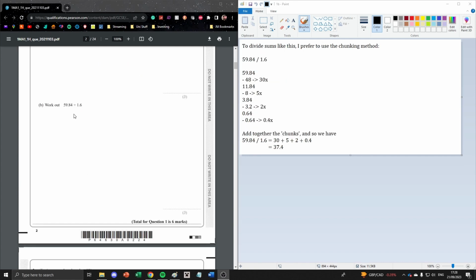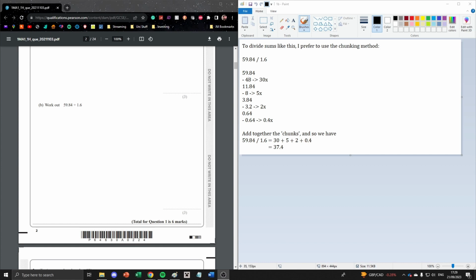Part B of question 1 is a simple division. We're asked to do 59.84 divided by 1.6. Now to do this sort of thing in a non-calculator setting, I like to use chunking, which is effectively where we subtract away chunks, generally multiples of whatever our divisor is, and from there we can see how many lots of 1.6 we've got in 59.84, which is the question that we're being asked.